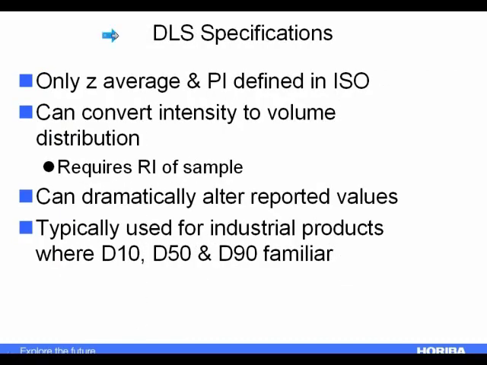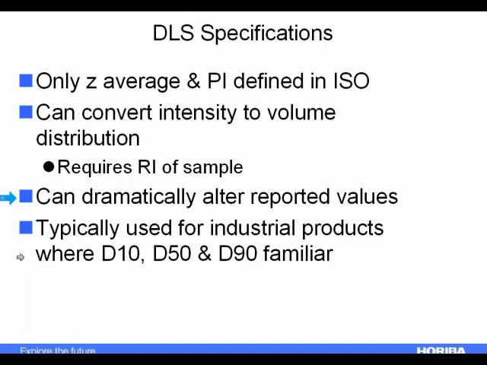So if I'm using dynamic light scattering, if we're going to be setting specifications, the only agreed upon values out of DLS are the Z average and the polydispersity index. But in the software, there is the ability to convert the intensity distribution to a volume distribution. We just need to know the refractive index of the sample in order to make that conversion. And that conversion is something some people use in their specifications. It can dramatically alter how the results look.